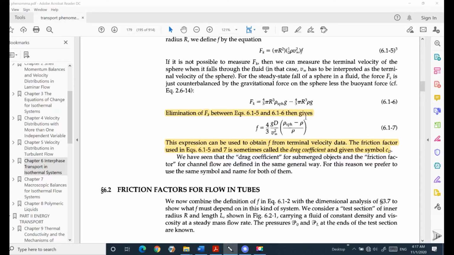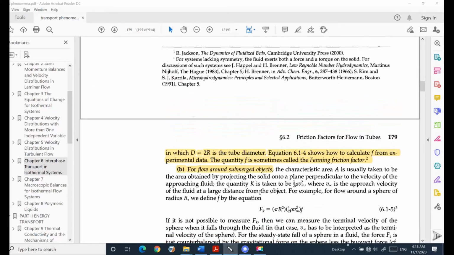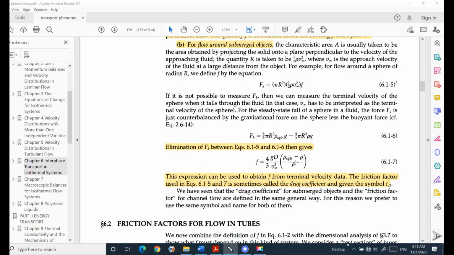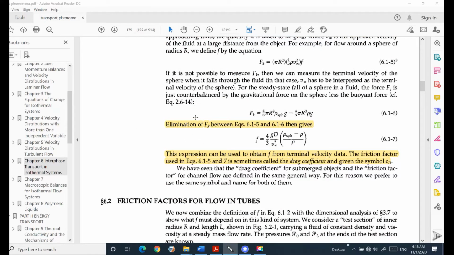So when we set up some experiments and calculate the differences between these things, then we can find our friction factor. The friction factor used in this equation is sometimes called the drag coefficient and given the symbol CD. So we have seen the drag coefficient for a submerged object and the friction factor for a channel, and they are defined in the same general way. Here, the book uses the same symbol for flow in the channel and flow around submerged objects. But the first one is called the friction factor, or just the Fanning friction factor. The second one is the friction for flow going around an object, and it's called the drag coefficient.